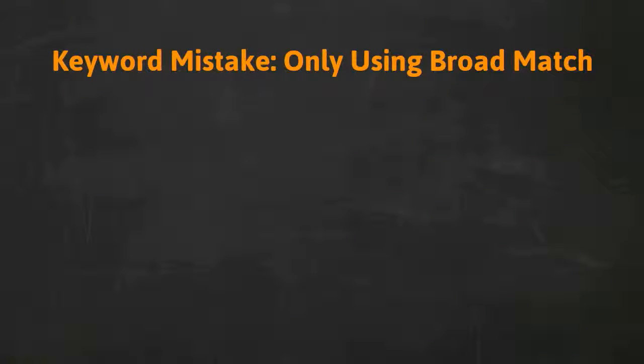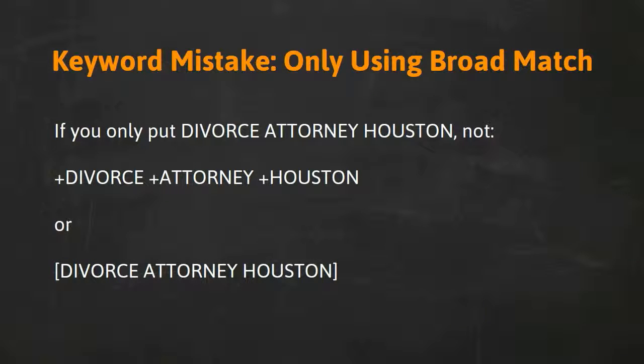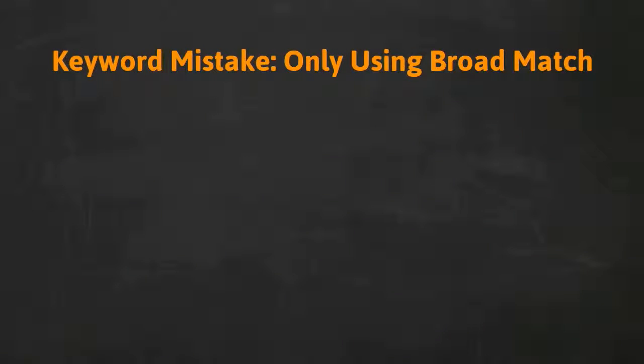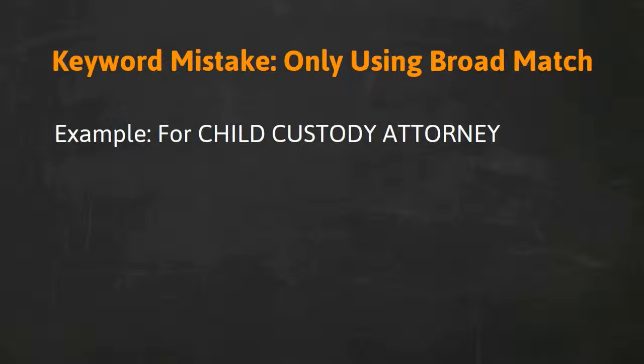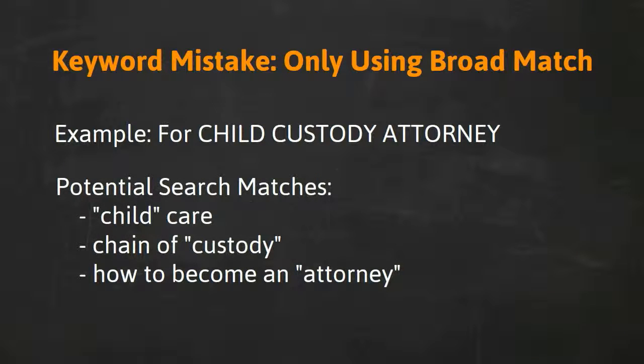The next common mistake we see is with keywords that are far too broad. If you only use broad match keywords, that is, they aren't enclosed in quotes or brackets, and you don't use the plus sign modifier before each important word to make it a modified broad match, be aware that any individual word in your phrase could trigger the ad being displayed. For example, if you use the keyword child custody attorney, your ad could be displayed when someone searches for childcare, chain of custody, or how to become an attorney.